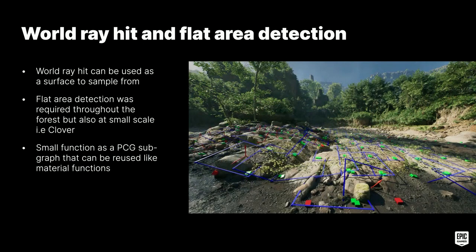Placing such assets using raycasts can return invalid positions, causing orientation and floating issues. So we fix that by creating what we call the flat area detector, using the subgraph feature, just like a material function that can be reused.